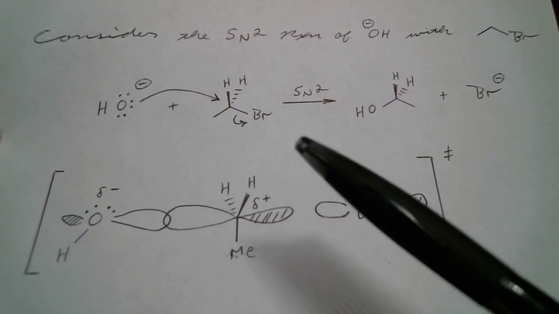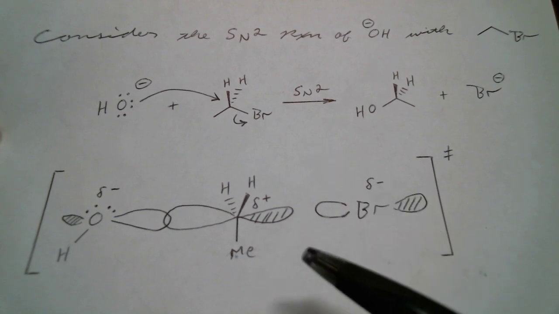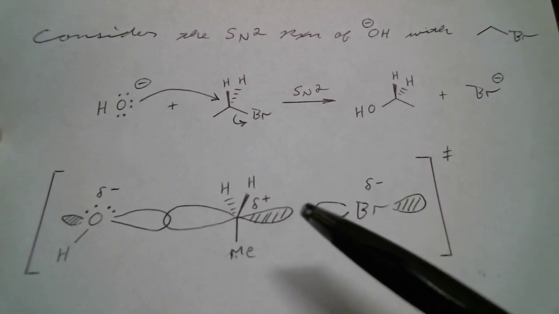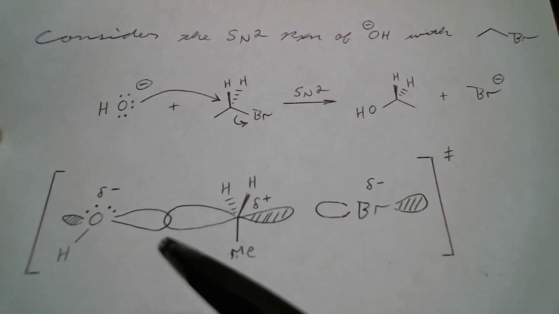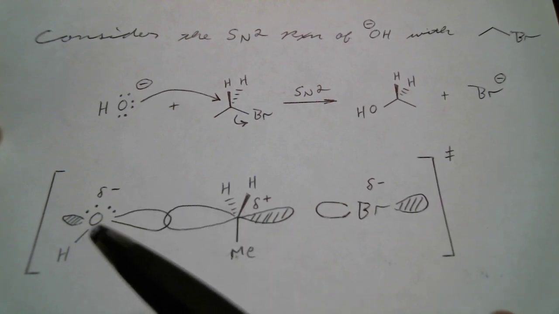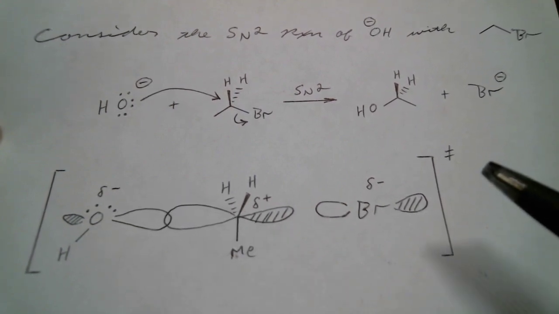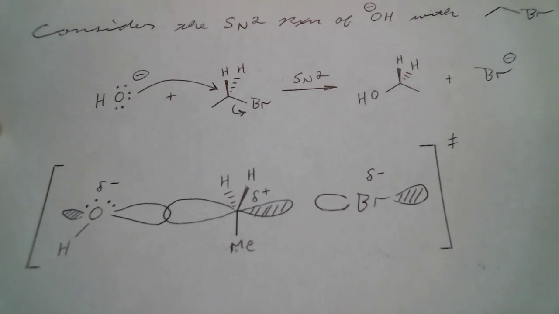that has the effect of breaking the carbon-bromine bond because there's a node here. These lobes cannot overlap, and we formed an oxygen-carbon bond in the process. This is the transition state.